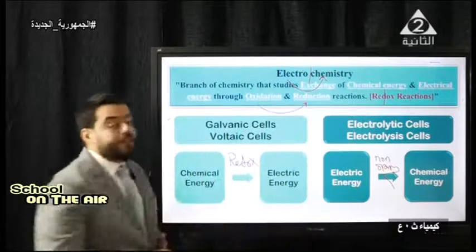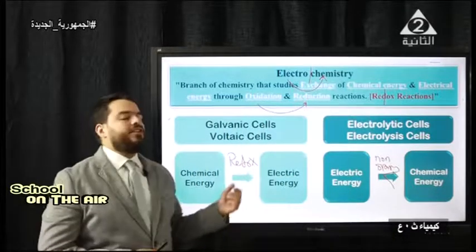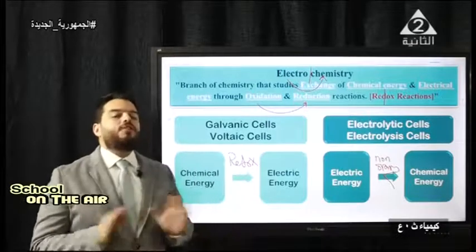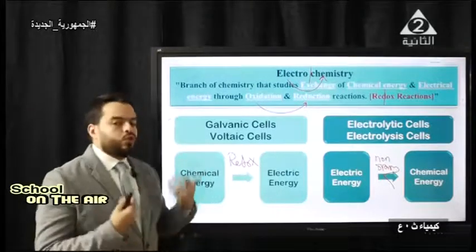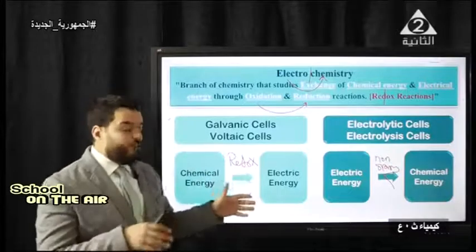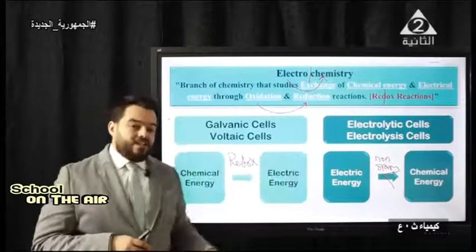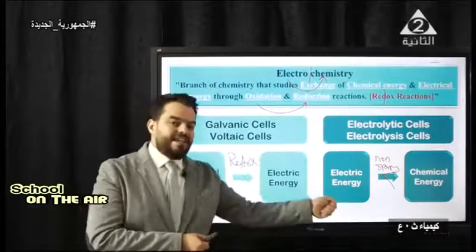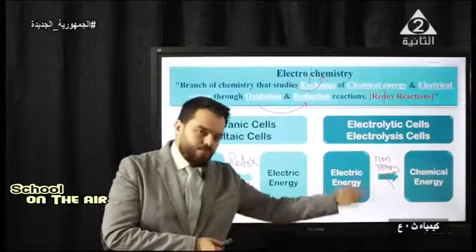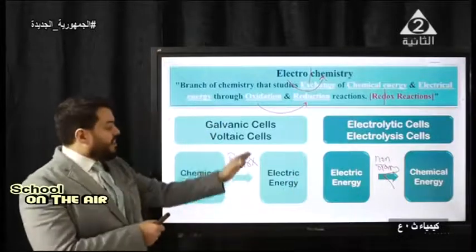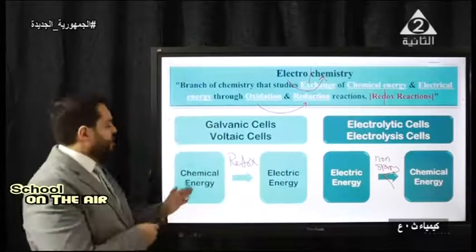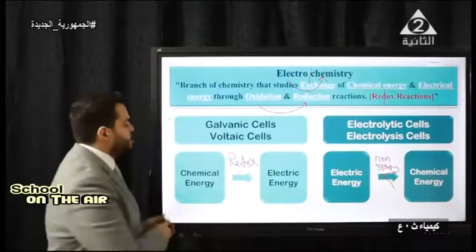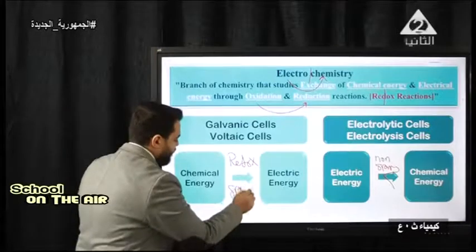What is the difference between spontaneous and non-spontaneous? Spontaneous means that it's done without interfering of the human or without control. It's done by itself. But in the non-spontaneous, you could make it happen by electric energy or by forcing the chemical reaction to be done. Okay, in galvanic cells or voltaic cells, you can change from chemical energy into electric energy through a redox reaction, which is done spontaneously by itself.